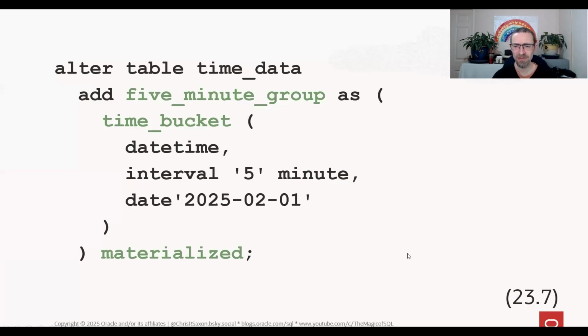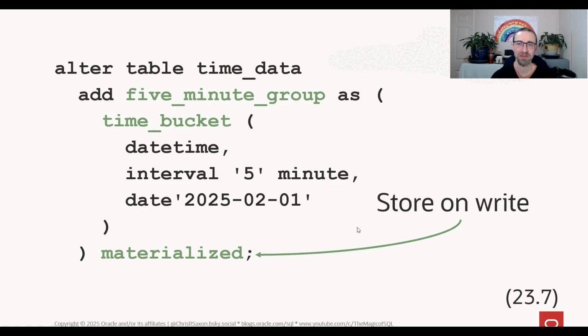Well, there's something else new in 23.7. We can add a calculated column. So we've got a 5 minute group here with our time bucket. Notice there's this new MATERIALIZED keyword for these column expressions in 23.7. That means store the result on write. So when you insert or update the value, it will actually store the result of this calculation. So it means that at runtime it's just fetching the result.